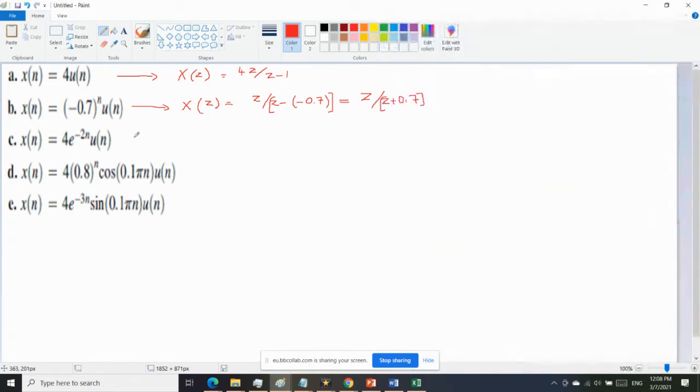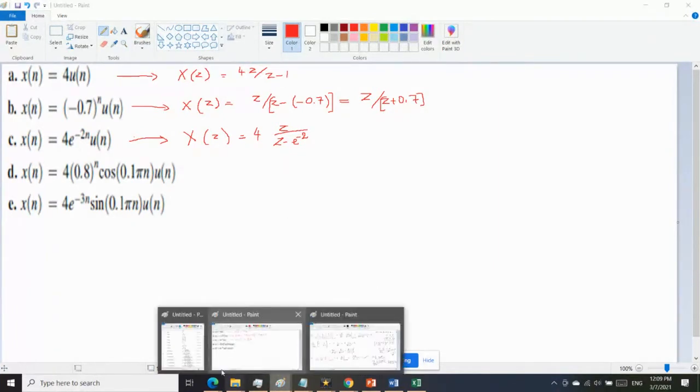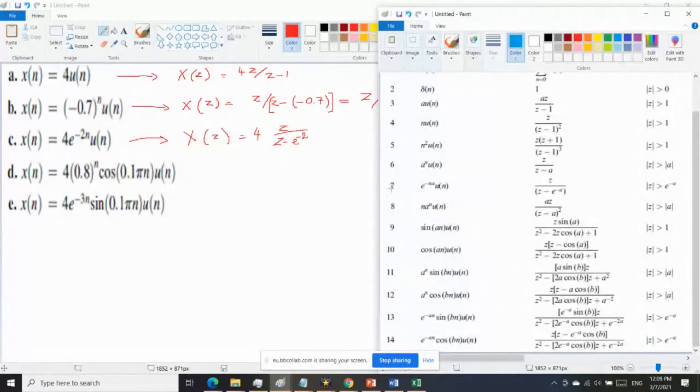So that means 4 outside as a constant, times Z over Z minus e to the power of minus a. And A, as we said, is 2.